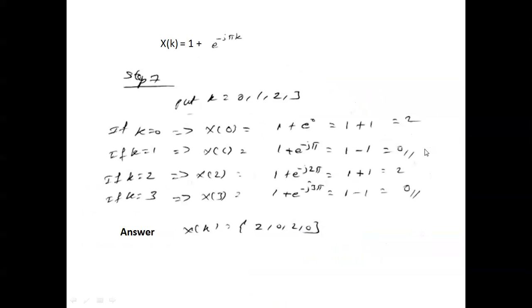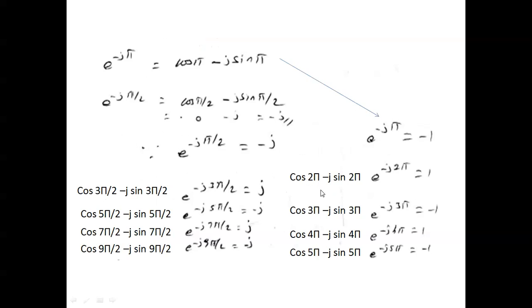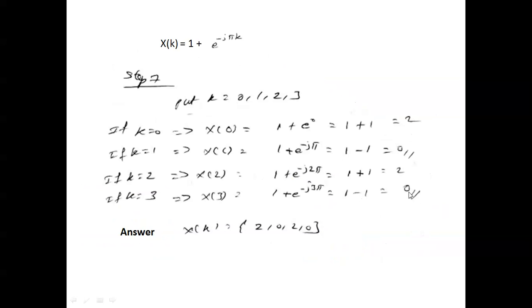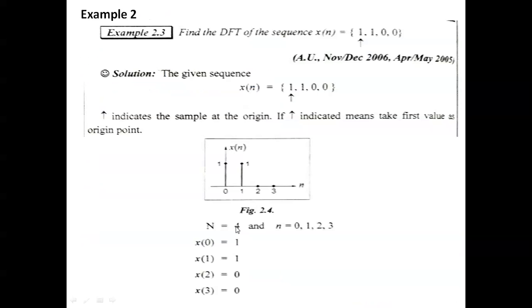So this is the value you get: e power minus j pi is minus 1. So 1 minus 1 is 0. Similarly, e power minus j pi by 2 gives a plus 1. And e power minus j 3 pi is minus 1, so 1 minus 1 is 0. So this is the value of X[k]. You just write it: 2, 0, 2, 0. So this is the final result of the direct method computation sequence.